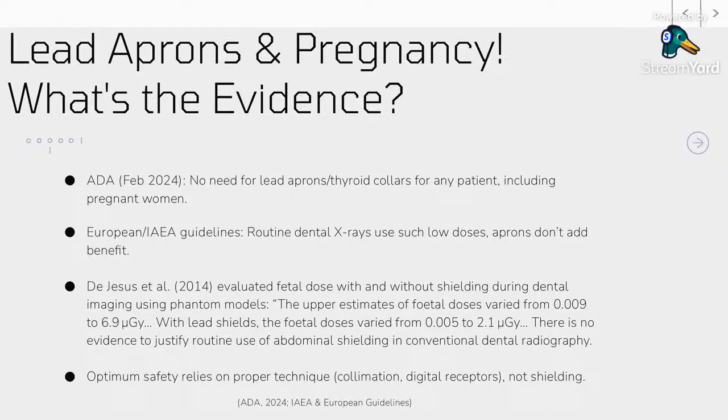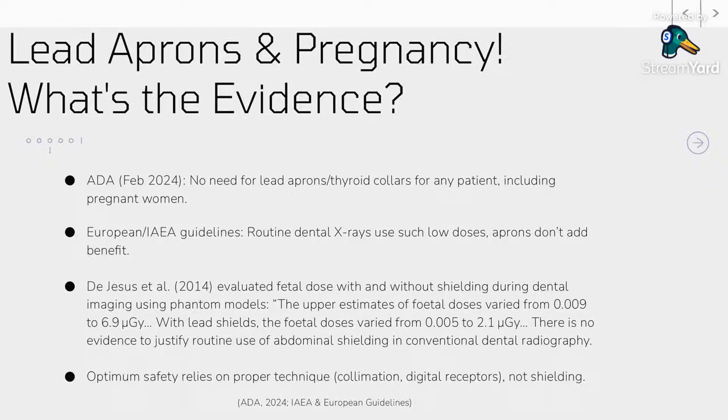Now, the second last: Jesus et al. in 2014 evaluated fetal dose with and without shielding during dental imaging using phantom models. The upper estimates of fetal doses varied from 0.009 to 6.9 without lead shields, and from 0.005 to 2.1 with them. There is no evidence to justify routine use of an abdominal shield in conventional dental radiography.